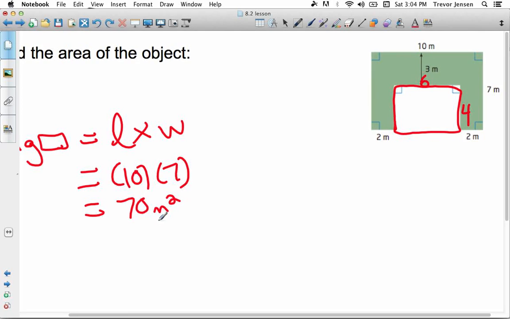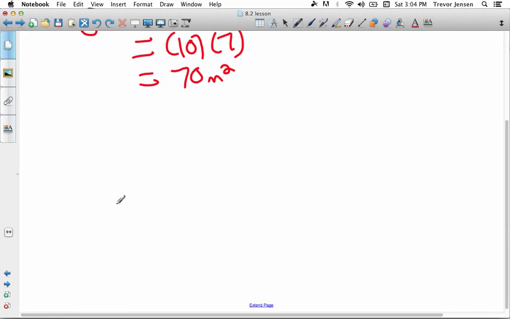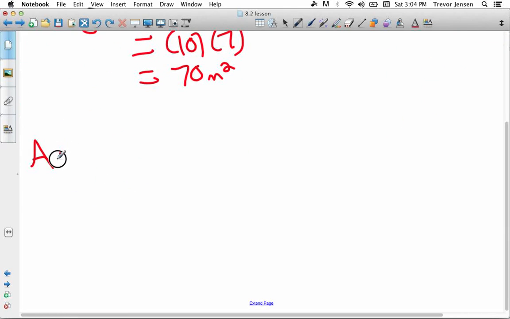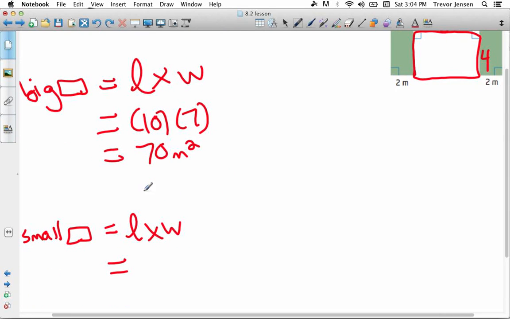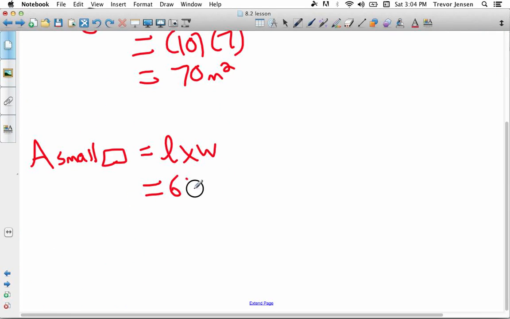So, to find the area of the smaller rectangle, area of small rectangle is equal to length times width. My length and my width are 6 and 4. 6 times 4, that gives me 24 meters squared.